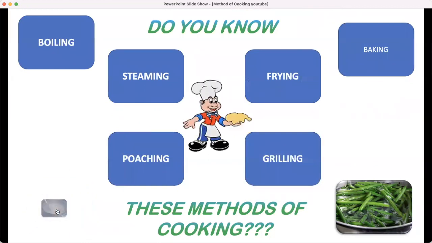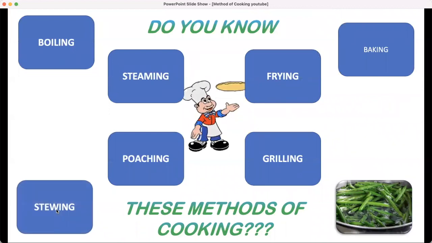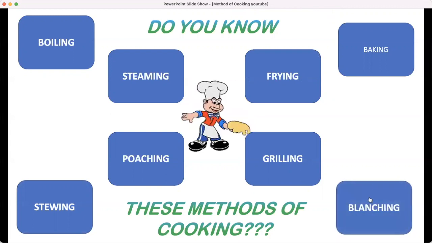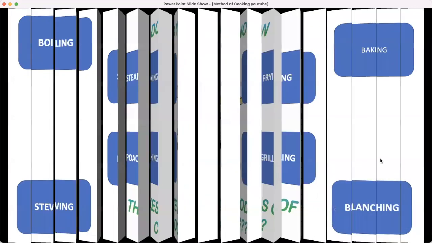Let me look at this one. So this one is stewing. And the final one, who can guess? This one is blanching. Very good. So you did an excellent job today. All right, so let's move on.